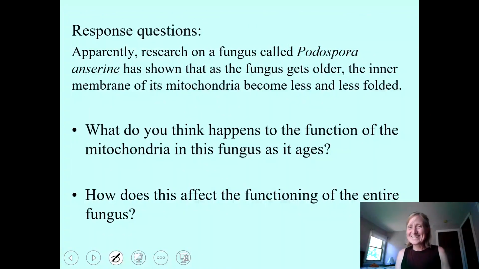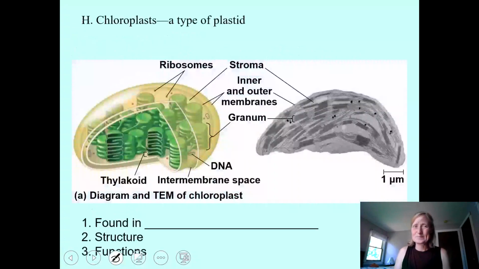Here's a response question. I want you to check it out for our extra credit assignment. In a fungus called Podospora anserina, researchers have shown that as the fungus gets older, the inner membrane of its mitochondria becomes less and less folded. What do you think happens to the function of the mitochondria as it ages? The question really is, why is this inner membrane folded? Why is that useful for the mitochondria? And what happens when it becomes less folded? Check it out.